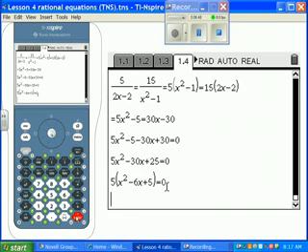Are we done? No. If I distribute, I'll get back what I started with. Am I done factoring? No. Factor again. How am I going to factor this?